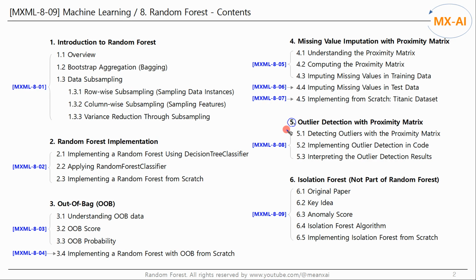Since Random Forest is a supervised learning algorithm, it can detect outliers by taking the target class labels into account. This time, we'll study IsolationForest, which is an unsupervised outlier detection algorithm. Although its name includes the word forest, IsolationForest is not part of Random Forest. The purpose of this lecture is to compare the outlier detection algorithms used by Random Forest and IsolationForest and to understand how they differ.